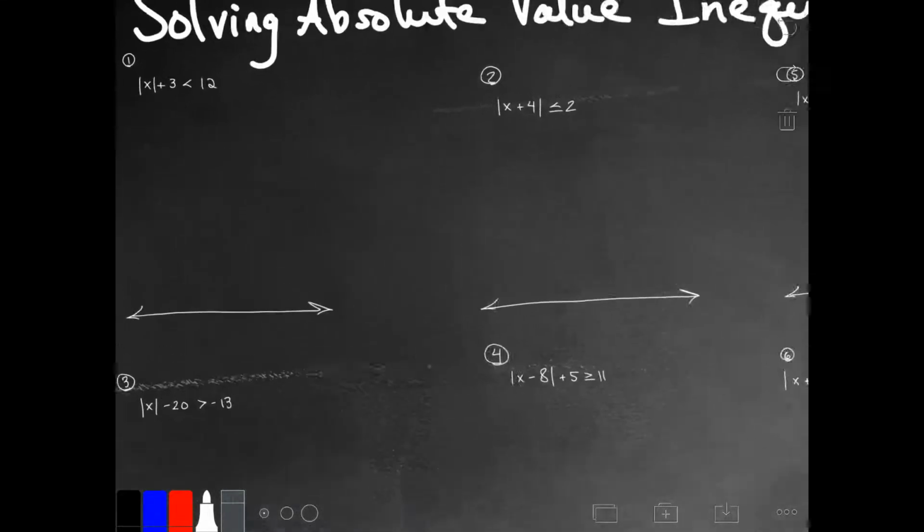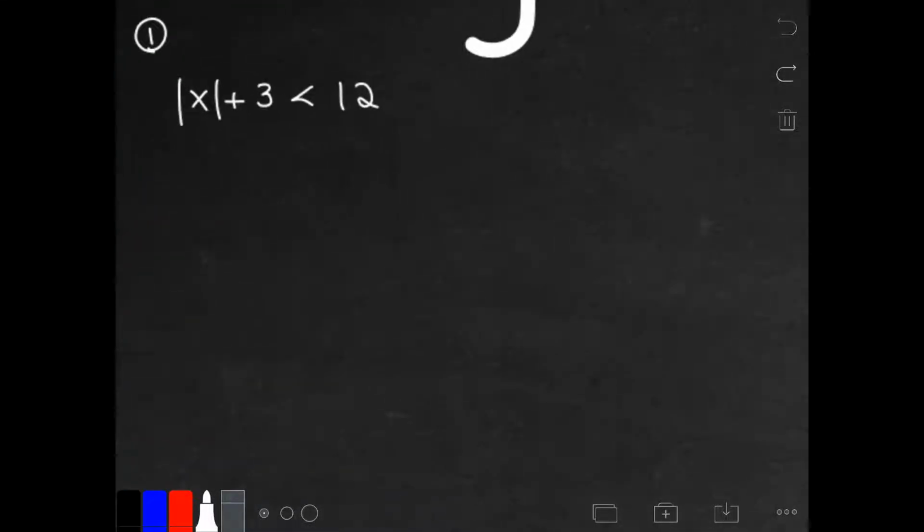So let's go ahead and take a look at our first example. The first two are going to involve less than symbols. So the absolute value of x plus 3 is less than 12. Let's go ahead and solve this like we normally would. So we'll subtract 3 and we get the absolute value of x is less than 9.